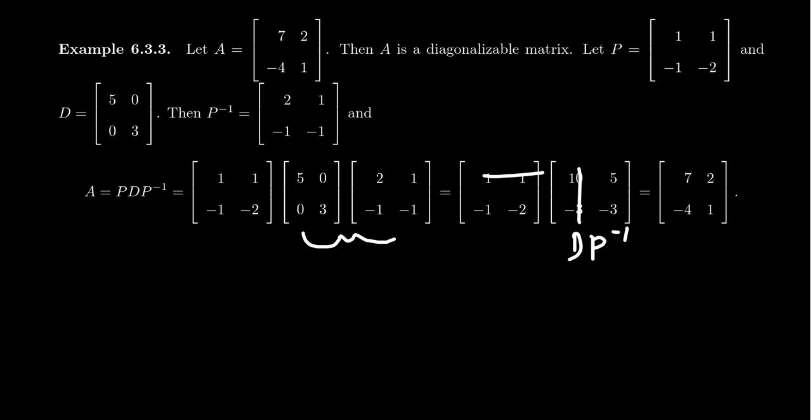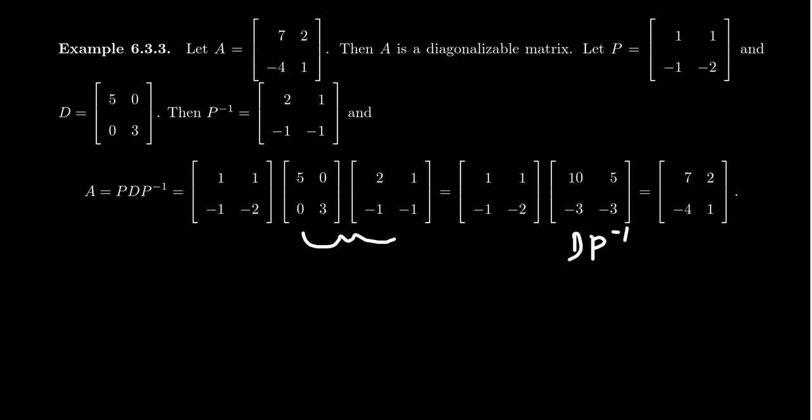This row times that column, you'll get 10 minus 3, which is 7. First row, second column this time, you'll get 5 minus 3, which is 2. Second row, first column, you get negative 10 plus 6, which is negative 4. And then second row, second column, you get negative 2 plus 6, which is 1. So you see the product right here.